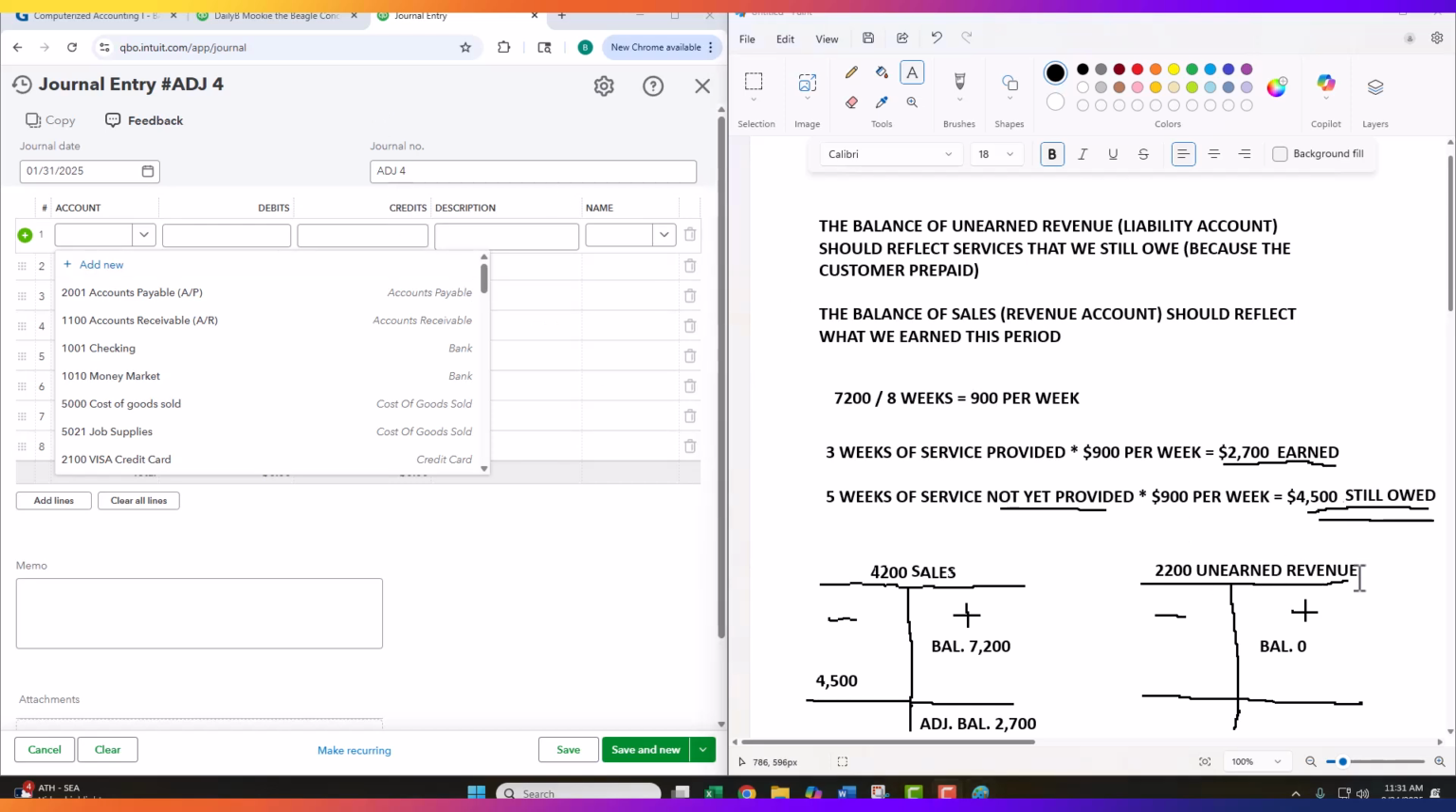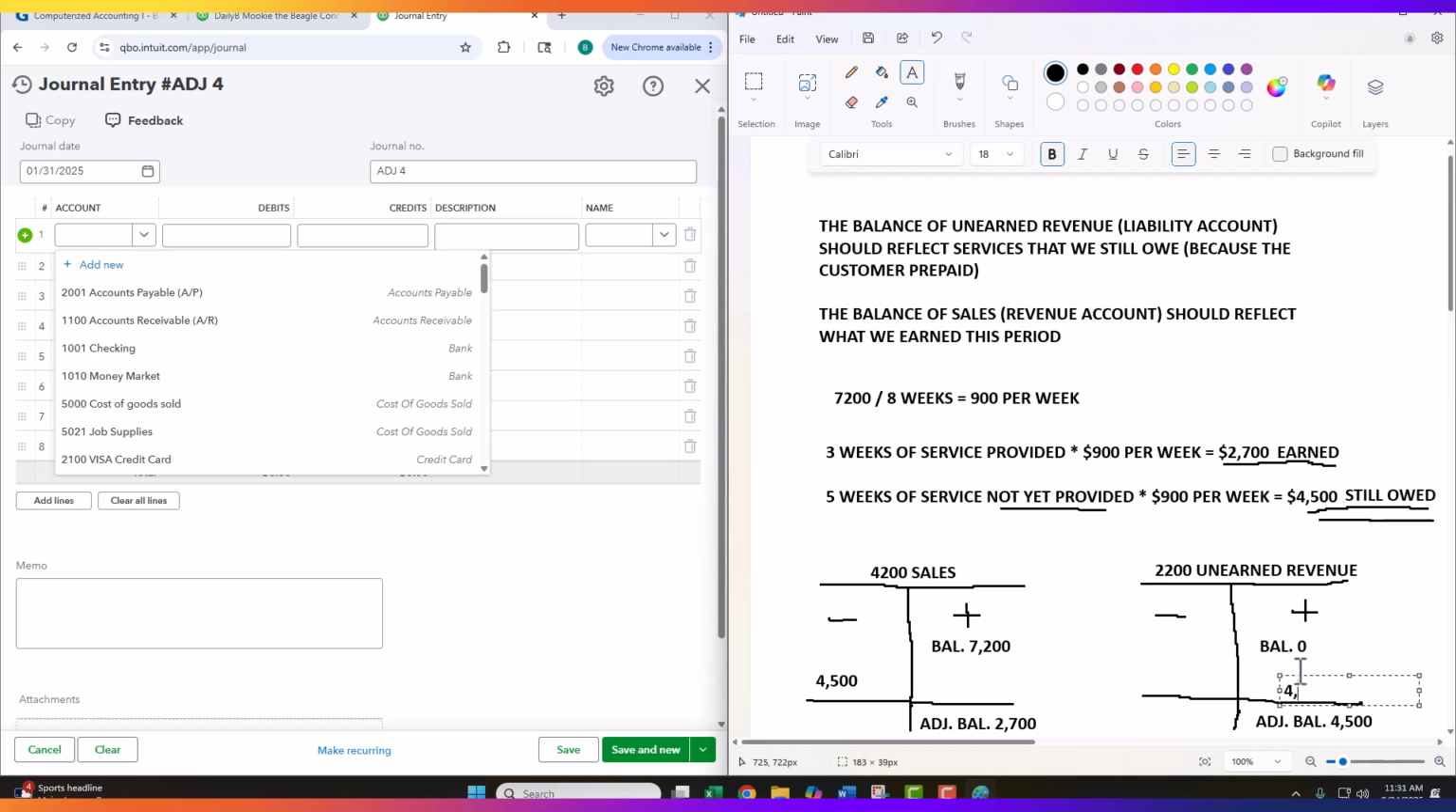And then the 2,200 unearned revenue account, that's a liability account, its balance should reflect what we still owe. And that 4,500 is the portion that we have not yet provided. That's the amount that we still owe. So that's what the balance of unearned revenue should be after adjusting. So looking at that T account, it has a zero balance right now. We want it to have a 4,500 balance, so we need to add to the account.